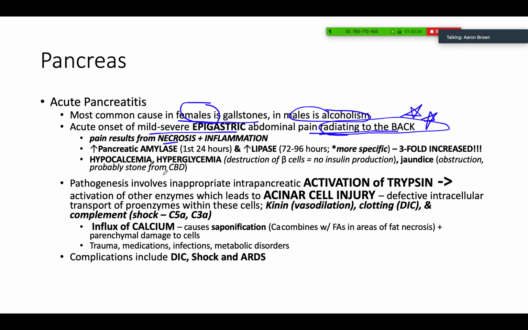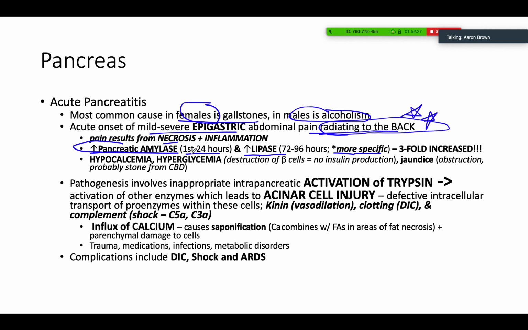What do we look for in terms of labs? First is going to be amylase. The first 24 hours, we're going to see a big increase in pancreatic amylase. Then, as our patient continues and starts recouping, what we want to test for is lipase. This is actually more specific. This is the better thing to test for than amylase, okay?